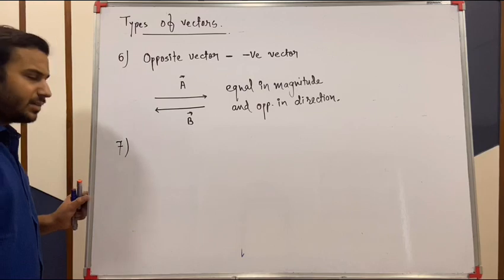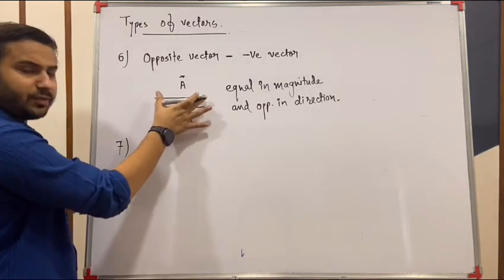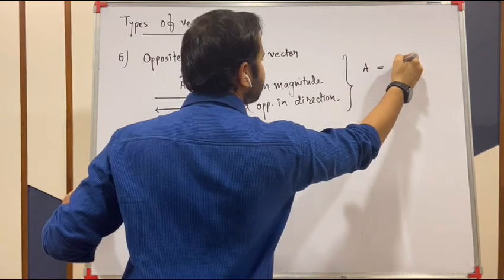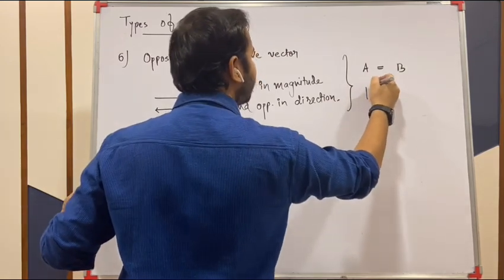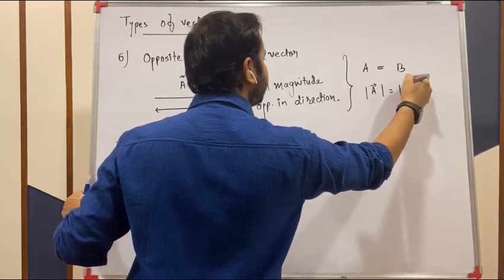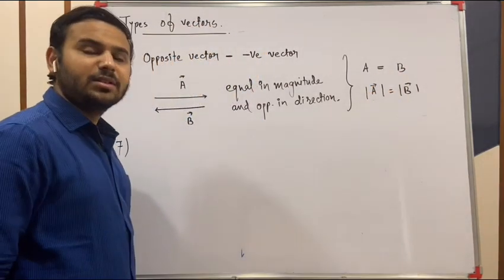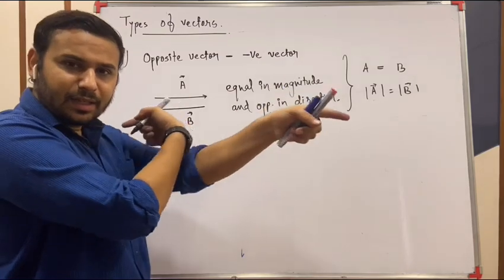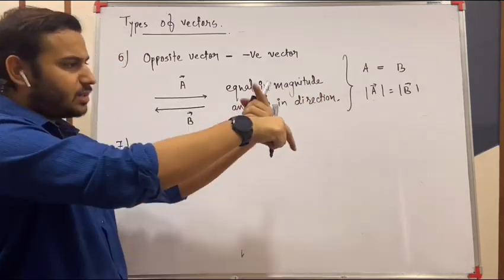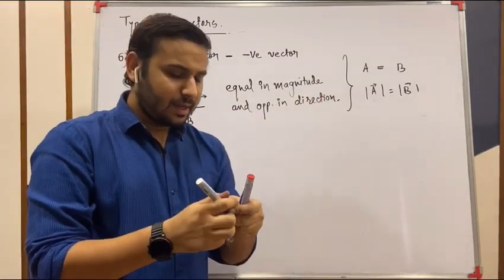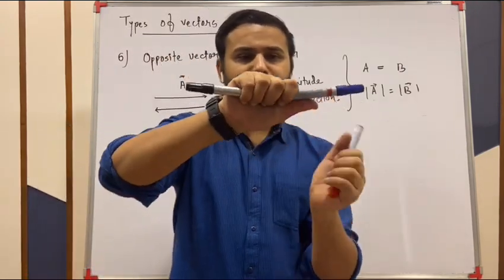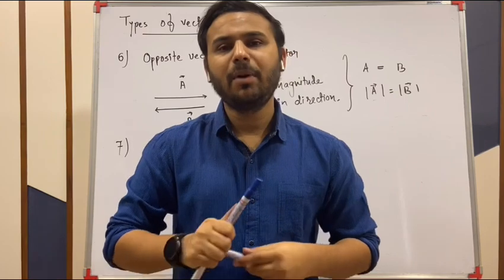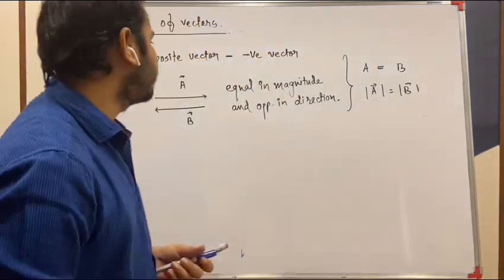Now seventh, magnitudes of A and B are same. Let me finish this first. A is equals to B, or you can write mod A is equals to mod B. These are the methods to write magnitudes. Okay, but directions are exactly opposite. A is moving in this direction, B is in this direction. Angle between these two is 180 degree. These two are not parallel, these two are anti-parallel vectors.